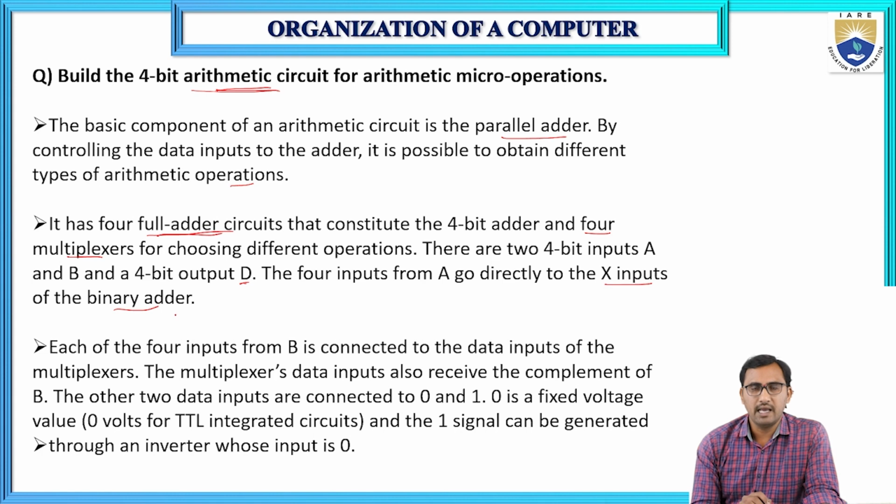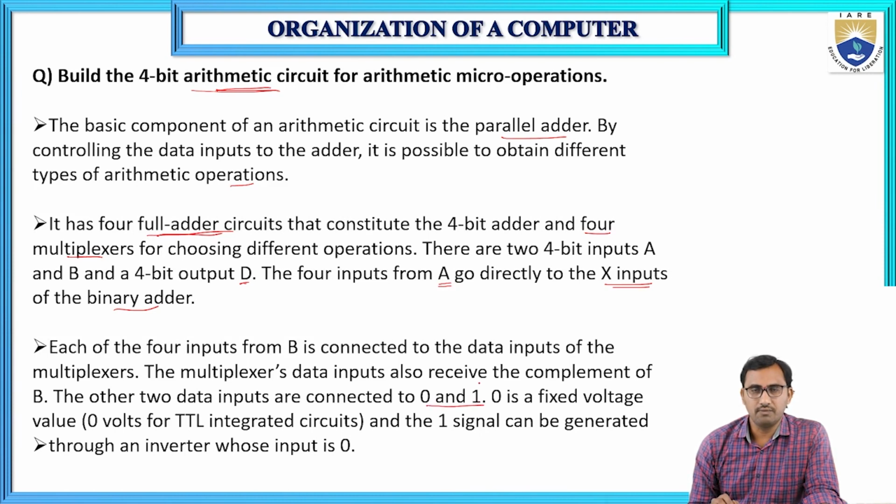This binary adder has two inputs. One of the inputs is A, which goes directly to the X input of the binary adder. Each of the four inputs from B is connected to the data inputs of the multiplexer, and the multiplexer's data inputs also receive the complement of B. The other two data inputs are connected to 0 and 1.